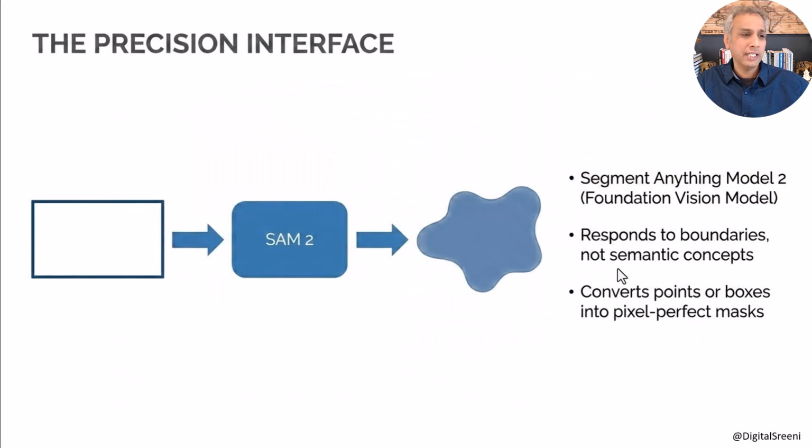The next thing is SAM2. And again, SAM stands for Segment Anything Model. It's developed by Facebook or Meta, and it does something fundamentally different from Grounding DINO, right? It does not try to understand what an object is. It responds to visual boundaries, places in the image where intensity, texture, or color changes in a way that indicates one region is ending and another is beginning.